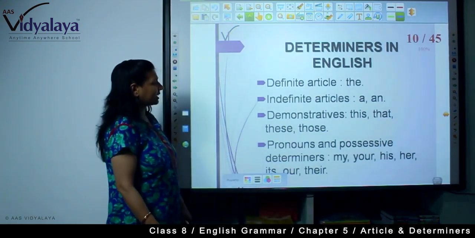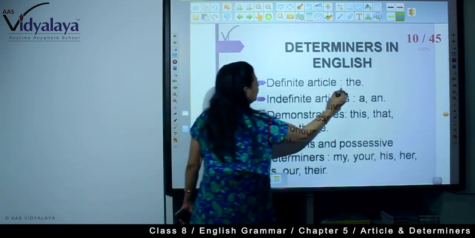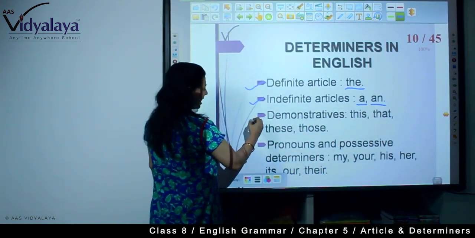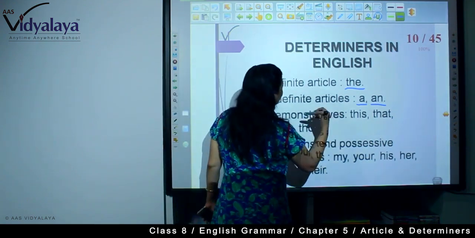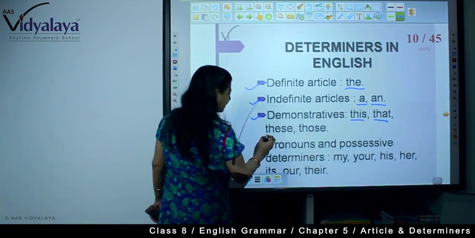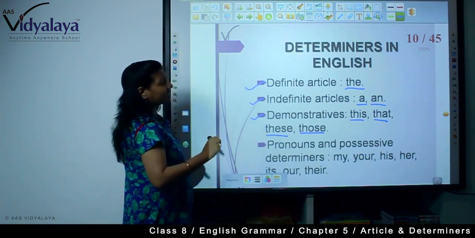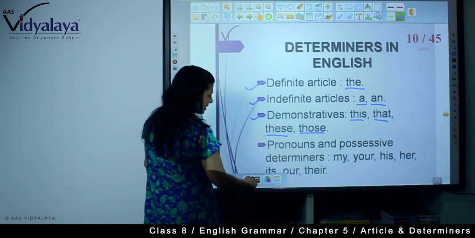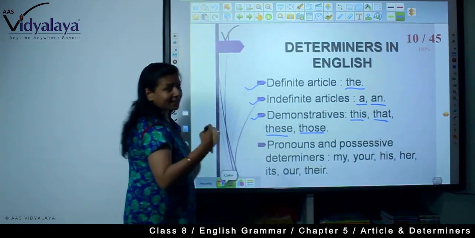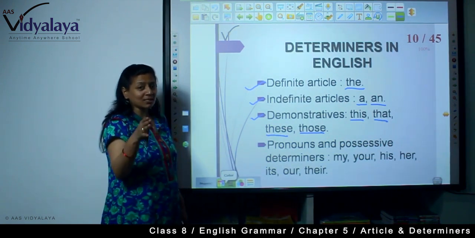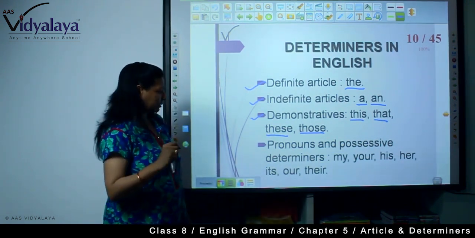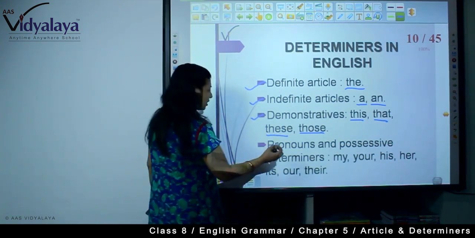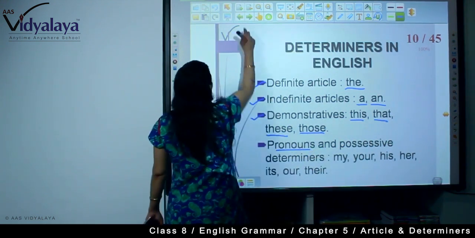Then determiners in English. As a definite article we have the. As indefinite articles we have a and an. As demonstrative determiners we have this, that, these, those. This is a list of determiners. Please pay attention to this. Pronouns and possessive determiners: my cup, my book. See, a noun is there. So these are all determiners: your, his, her, its, our, their.